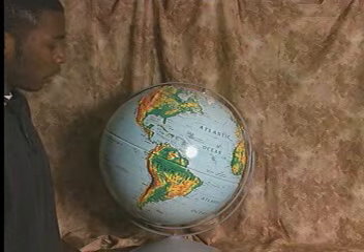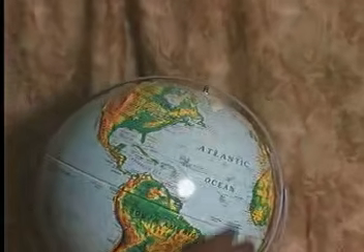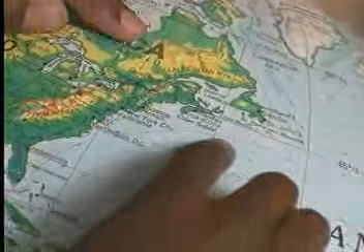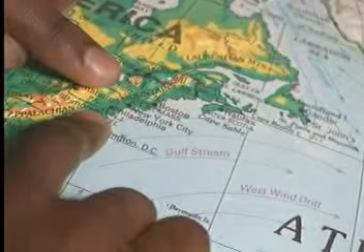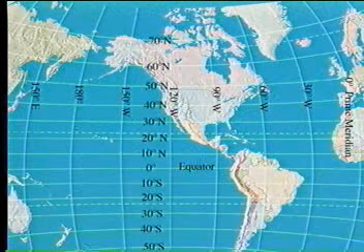To identify the exact location of a place on Earth, measurements of latitude and longitude are given. For example, Philadelphia is at 40 degrees north latitude and 75 degrees west longitude. Lines of longitude are also used to identify time zones for the world.